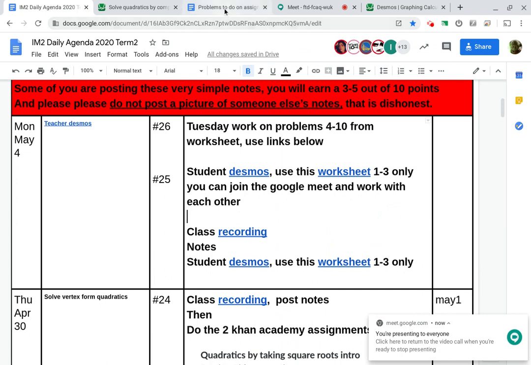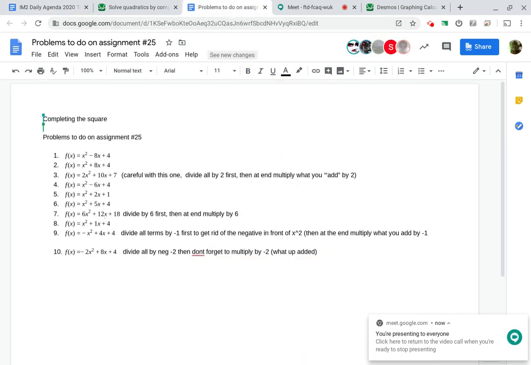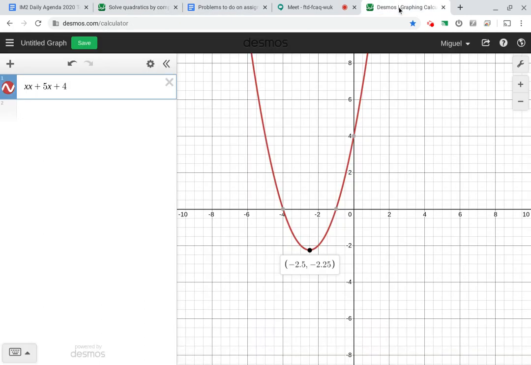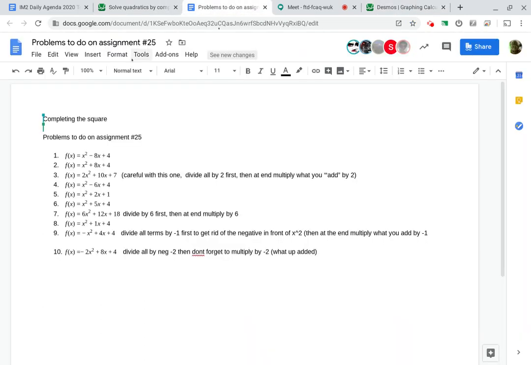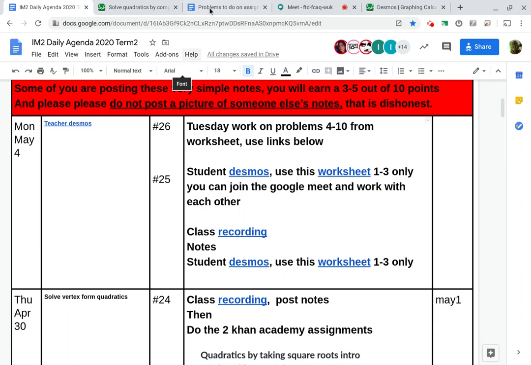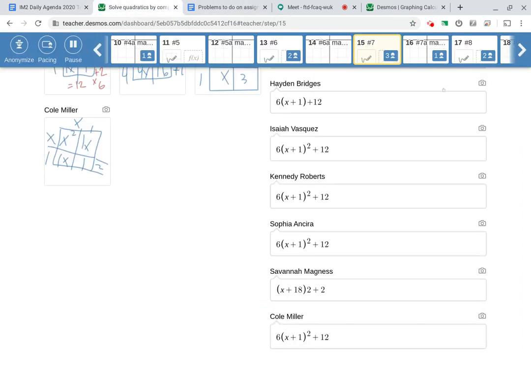Even the hard ones, well, I'm not going to say hard ones, but the ones with negatives could mess you up. And there's nothing tricky about it. You just have to do the same thing. Let me see how you guys did on the last one.